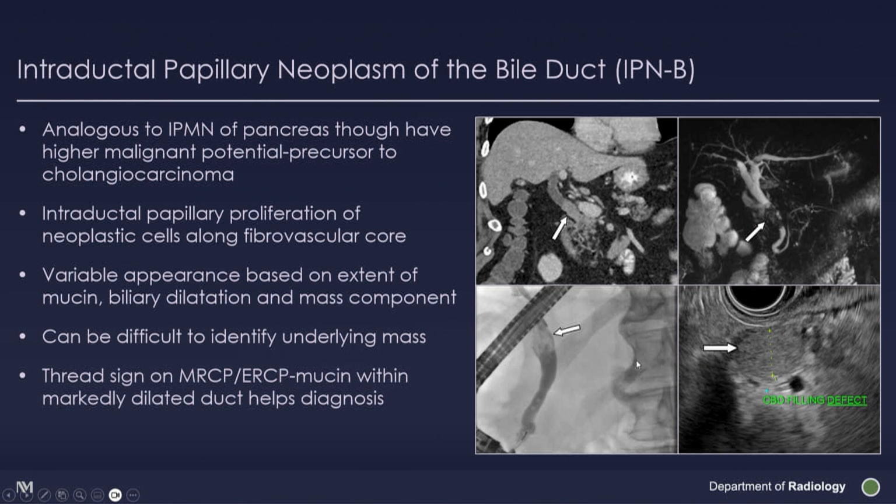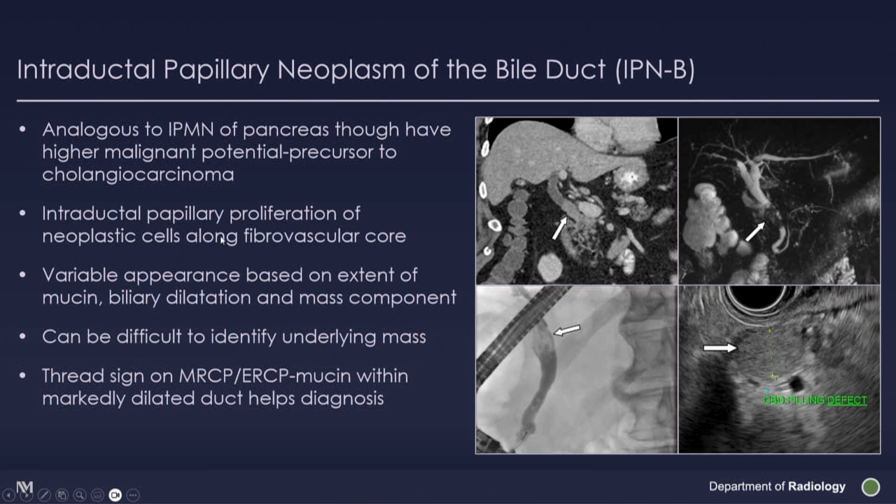This is an entity that I've only more recently become aware of, maybe in the last 5 to 10 years. This is intraductal papillary mucinous neoplasm of the bile duct. I had shown you IPMNs of the pancreas, but these are thought to have a higher malignant potential, and they're a precursor to cholangiocarcinoma, and it's something that we should be aware of.